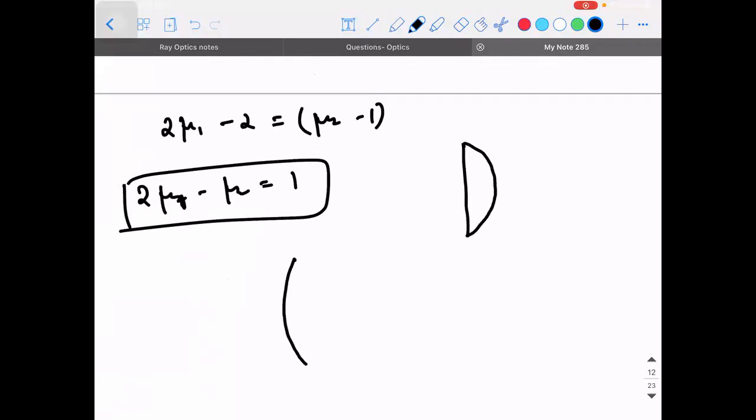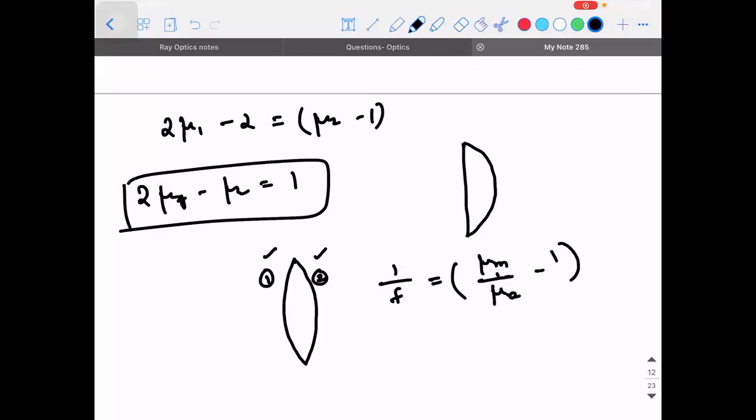Sir, now first convex lens, explain. Okay, if you take a convex lens, name the left hand surface as 1, right hand surface as 2, because R1 belongs to the left hand surface, R2 belongs to the right hand surface. Formula: 1 by F is equal to refractive index of glass divided by refractive index of the medium, minus 1, into 1 by R1 minus 1 by R2 is the formula.